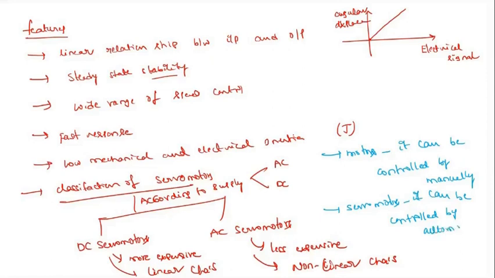How is it automatically controlled? By taking feedback. That is very, very important. Automatically means without getting any signal, it can't be controlled. So by taking feedback, it can be controlled automatically. This is the difference between normal motors as well as servo motors.